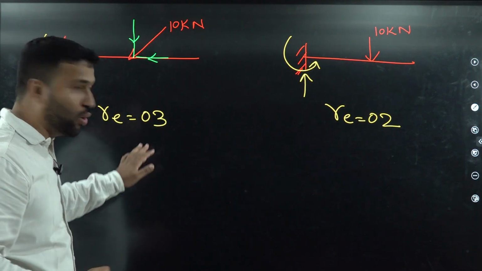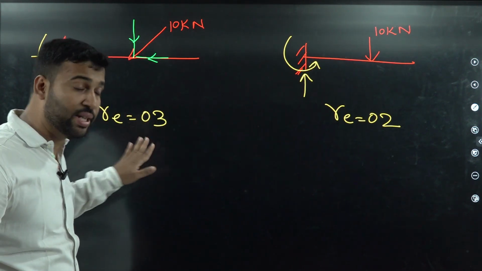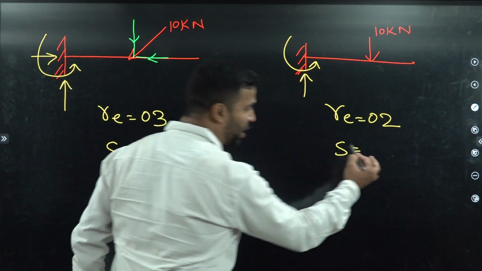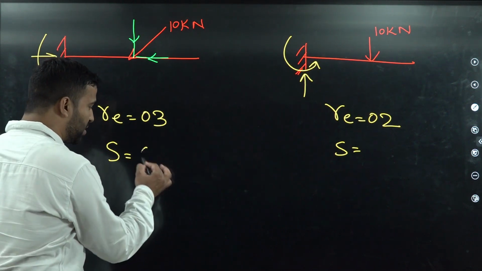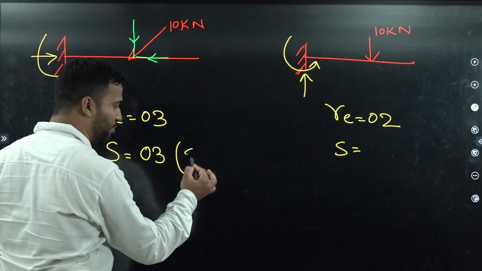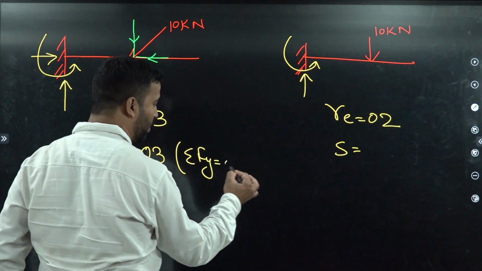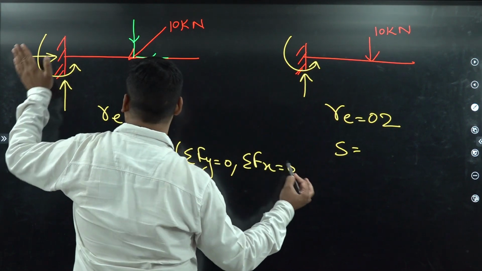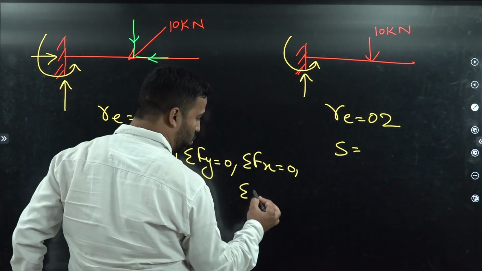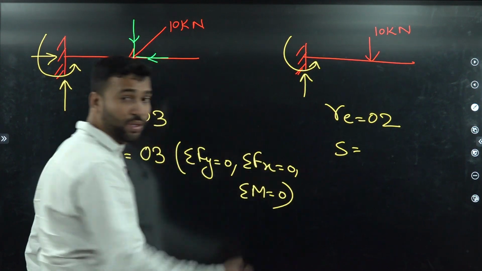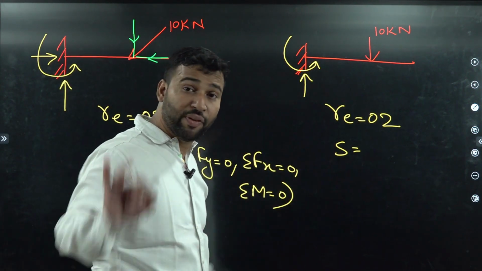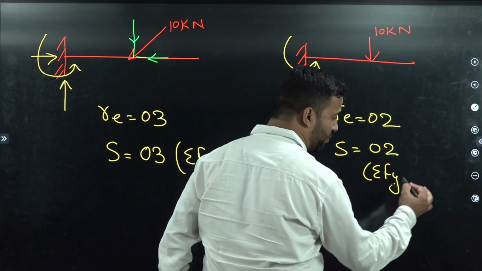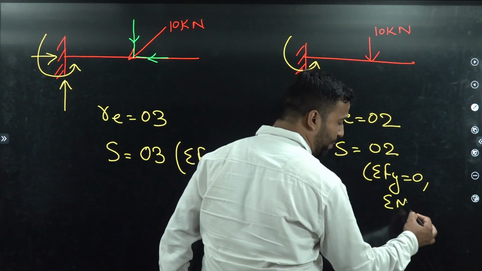Okay students, now kindly listen here. If we are talking about the equilibrium conditions in both the cases, in this case there exist three equilibrium conditions: summation of forces in the vertical direction equals 0 because we have a vertical reaction, summation of forces in the horizontal direction equals 0 because we have horizontal forces also, and summation of moment about any point in the structure equals 0. But in this case we will have only two equilibrium equations, that is summation of forces in the vertical direction equals 0 and summation of moment about any point equals 0.